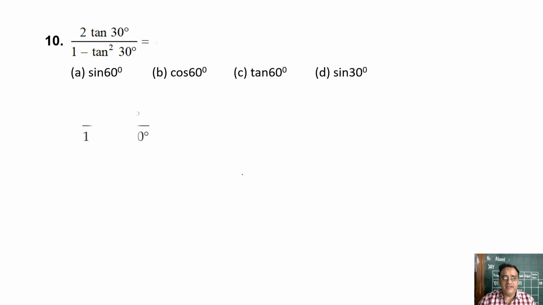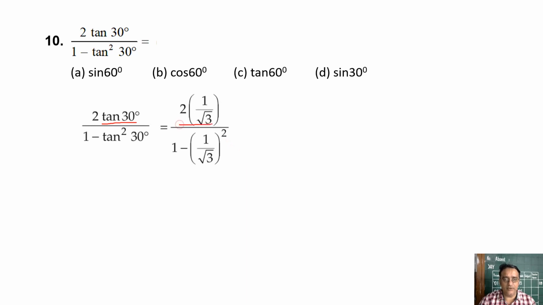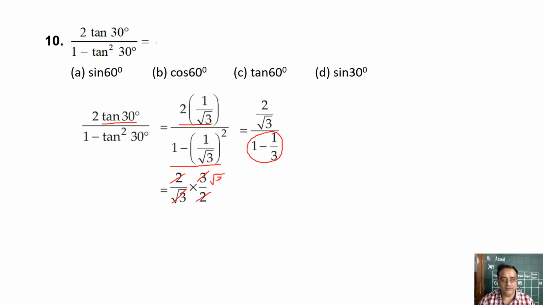Here we will substitute the value of tan 30 degree. So tan 30 degree is 1 by root 3. So this will become 2 by root 3 and this will become 1 minus 1 by 3. What is 1 minus 1 by 3? 2 by 3. So when we write it in multiplication, we take the reciprocal, 3 by 2. So 2 will be cancelled and 3 also we can cancel with root 3. So we are getting root 3 only.